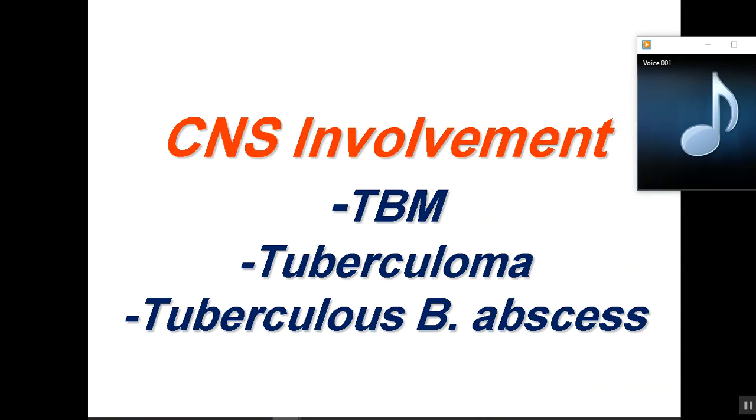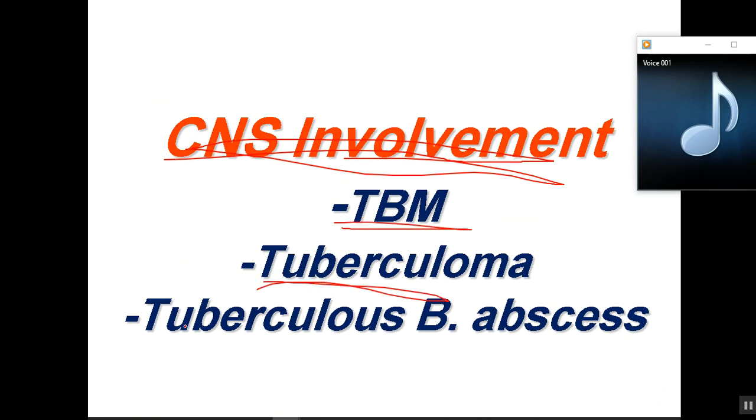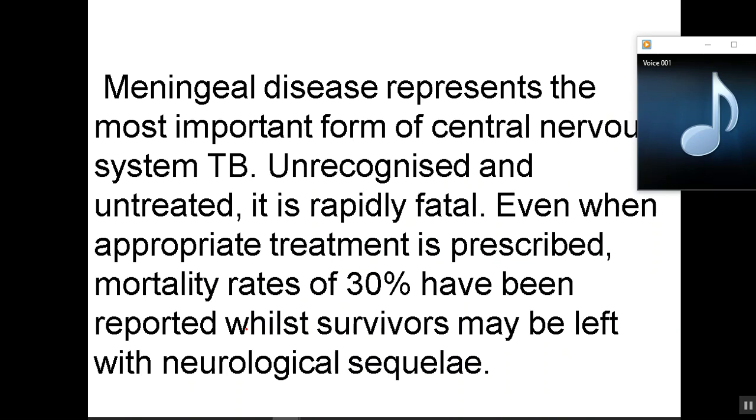Other CNS involvement. We have three entities: tuberculous meningitis, tuberculoma with mass-like effect, and abscess. The patient has meningeal involvement, the most common form, and it is rapidly fatal, and we have seen many patients die.